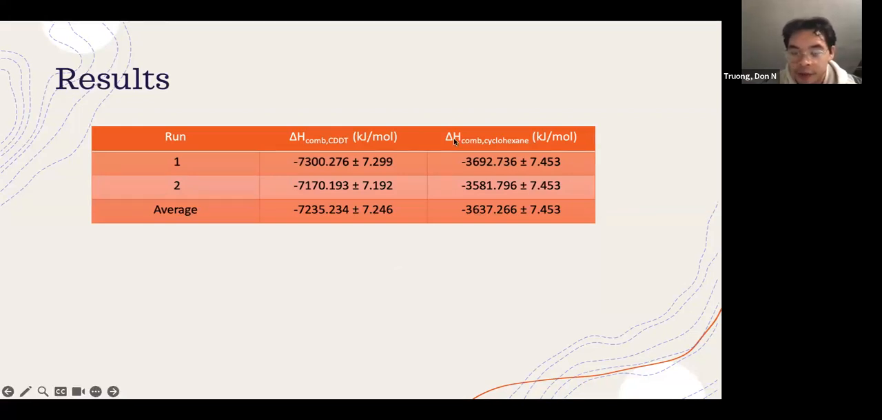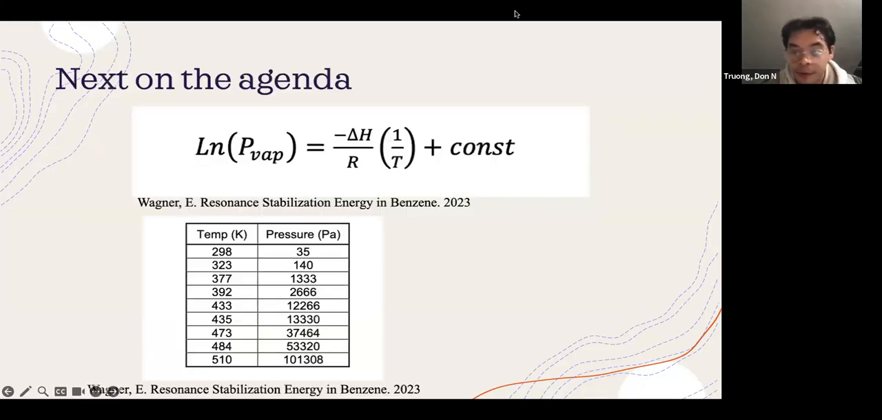And here it shows our results. And this supports our first hypothesis, as the CDDT enthalpy of combustion is way higher, more than twice the heat of combustion of cyclohexane. And then we finally are able to find the enthalpy of vaporization of CDDT using the integrated form of the Clausius-Clapeyron equation, and the values that were given in the lab manual.